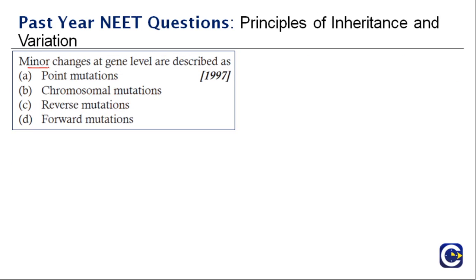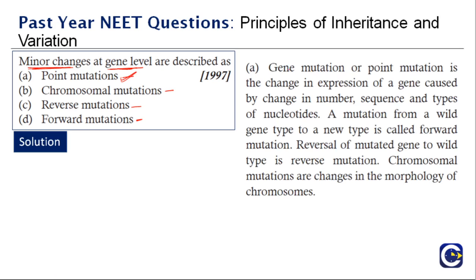Minor changes at gene level are described as... Read the question, they are asking for minor changes. Is it point mutation? Is it chromosomal mutation? Is it reverse mutation or forward mutation? So what are minor changes at gene level? Minor changes at gene level are point mutations. Gene mutation or point mutation is the change in expression of a gene caused by change in number, sequence and types of nucleotides.